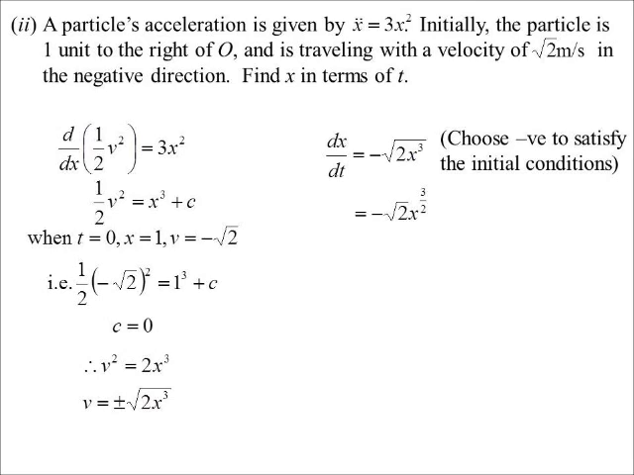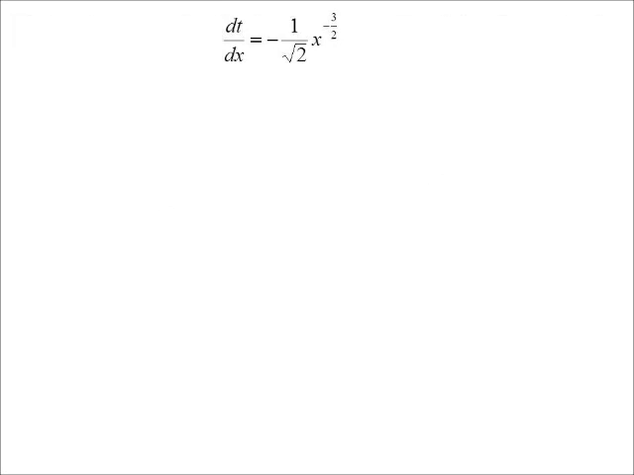So it's minus root 2, x to the 3 on 2. But it's in terms of displacement, so I'm going to turn it upside down. So dt/dx, but now the power is going to be minus 3 on 2, and I've got minus 1 on root 2. So dt/dx, to get t, we shall integrate. So t now ends up being the square root of 2 on x plus a constant.